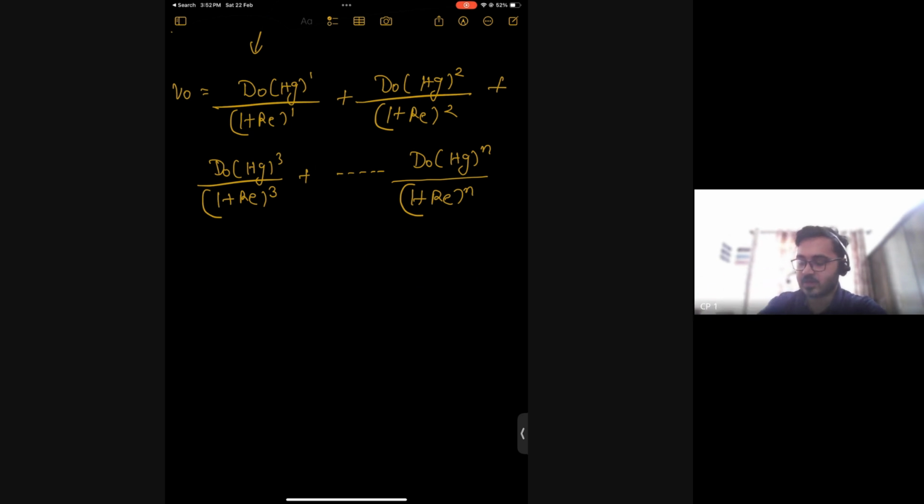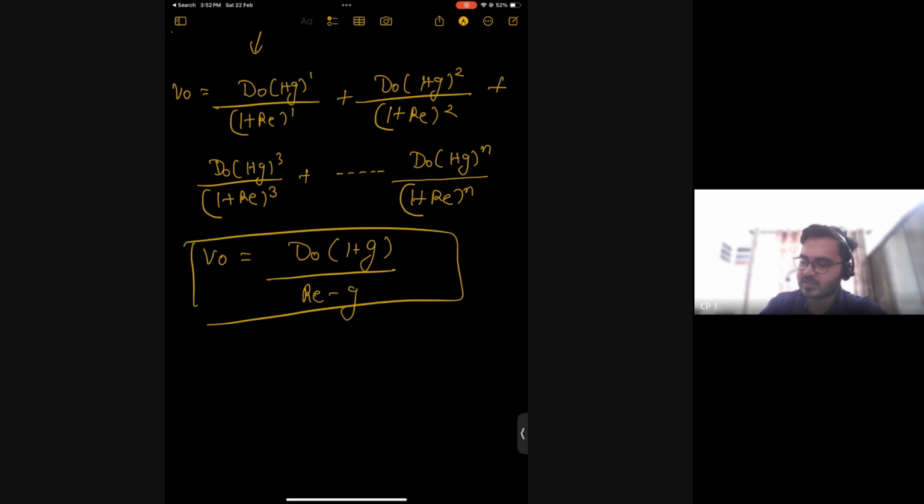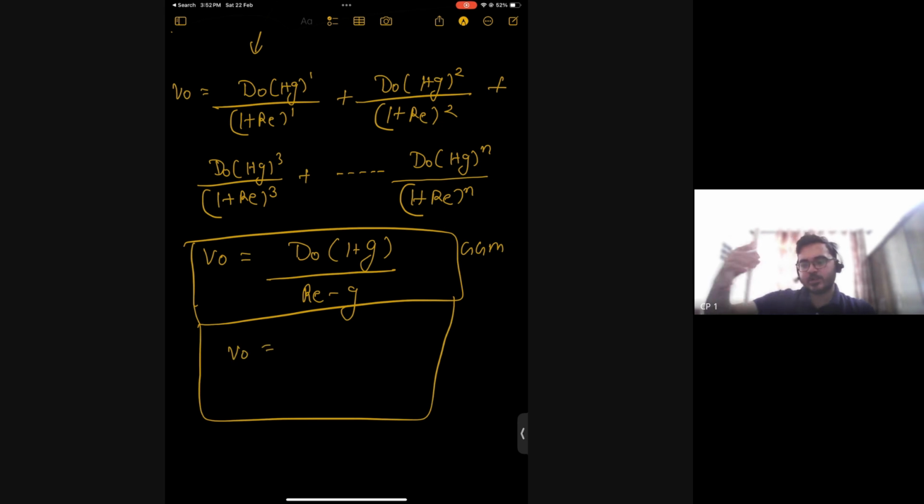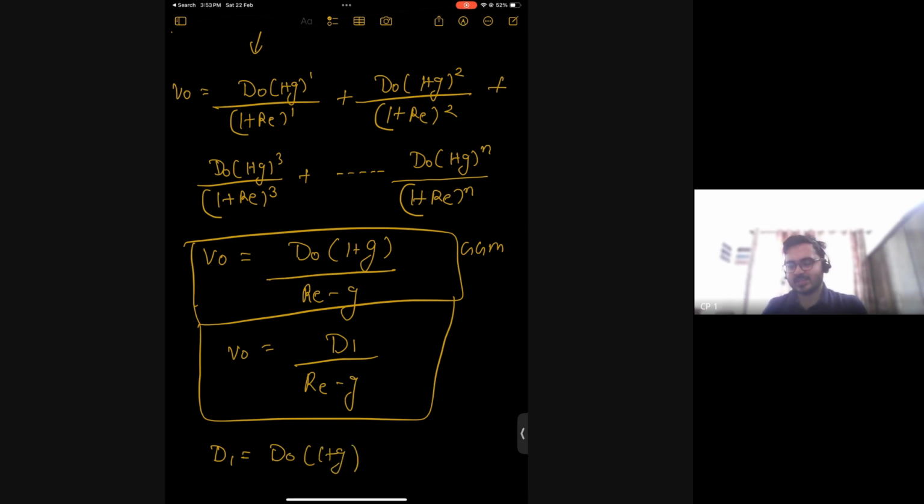This infinite arithmetic progression can get simplified to just one thing, which is D0 into 1 plus the growth rate divided by RE minus g. So this is how your formula basically comes to. This is called infinite Gordon growth model. D0 into 1 plus g can be written in a separate way. Instead of writing D0 into 1 plus g, you can also write it D1. So there are two formulas to it, because D1 is equal to D0 into 1 plus g. Dividend at the end of year 1 is dividend at the end of year 0 multiplied by 1 plus the growth rate.